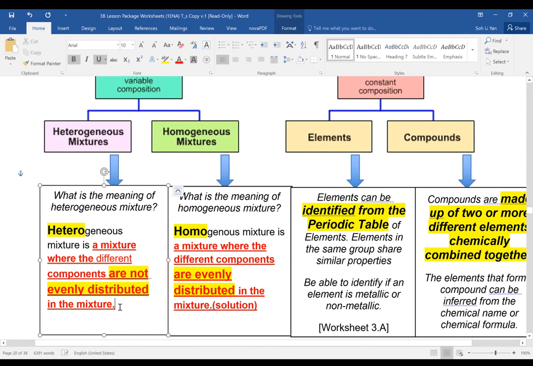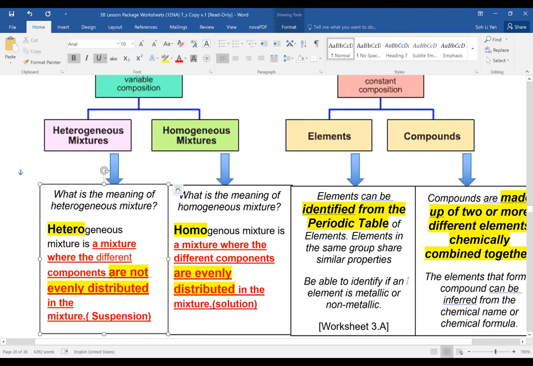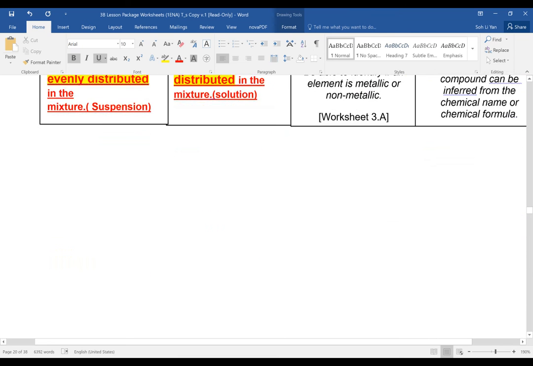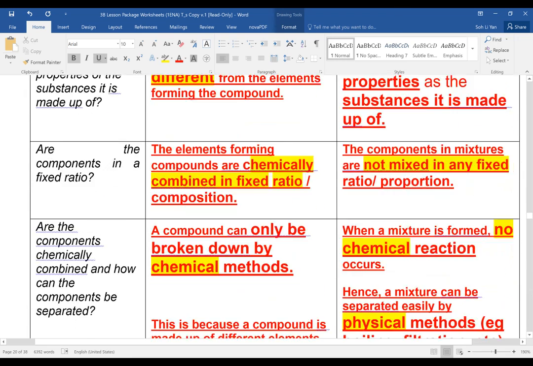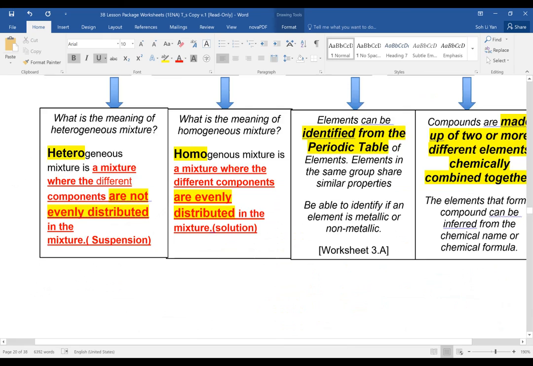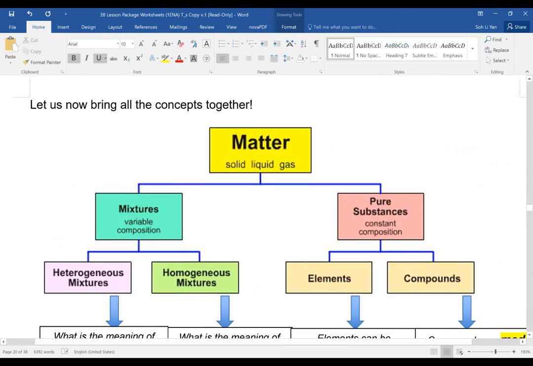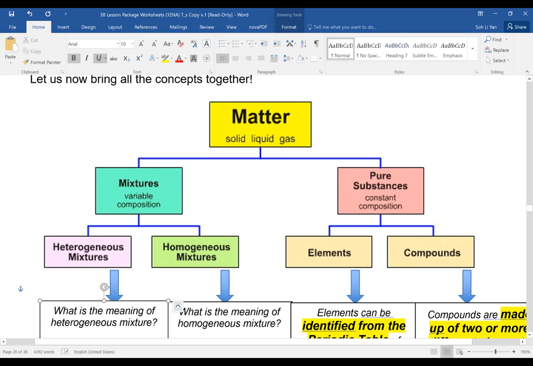So this is a suspension. A suspension is an example of a heterogeneous mixture. In fact, the answers to this particular worksheet 3C have been shared in a PowerPoint slide, so you can download the PowerPoint slides and check all the answers.